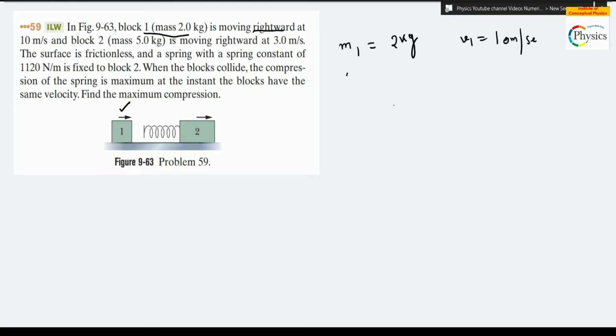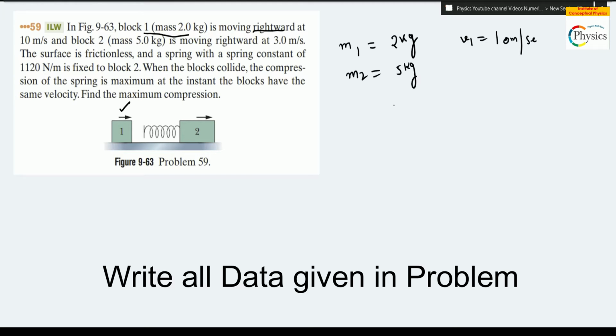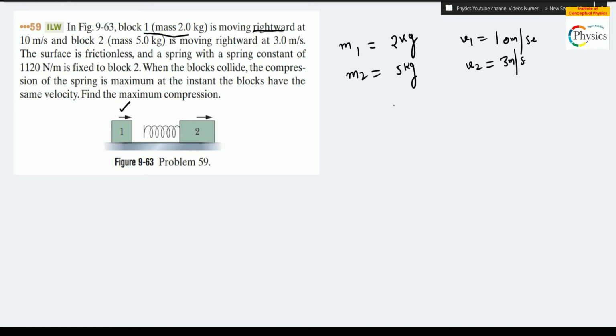The block 2 is of mass 5 kg and it is moving rightward with a velocity of 3 meter per second. The surface is frictionless and the spring constant, so K is given to be 1120 Newton per meter, right? The spring is connected to the block number 2. So there are three entities. One is, there are two masses and one spring. So this is the spring.